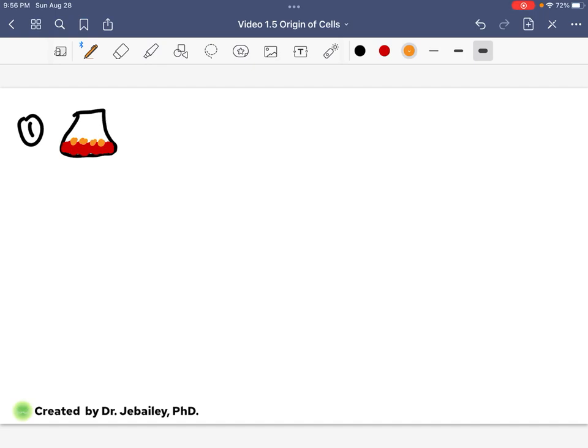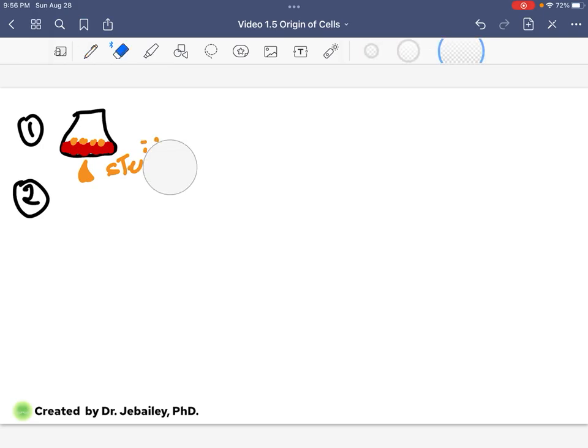So that proves the spontaneous generation idea. Things just pop out of nothing, out of the blue. So what he did, the second thing he did, was he took this flask and he decided to put fire on it. So what he did, he sterilized.